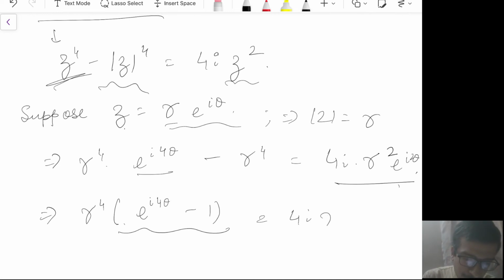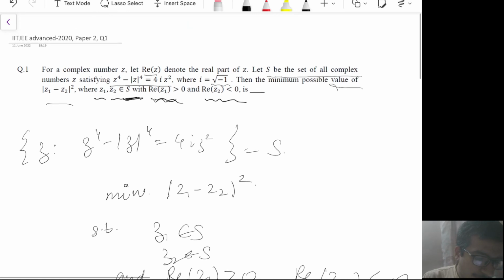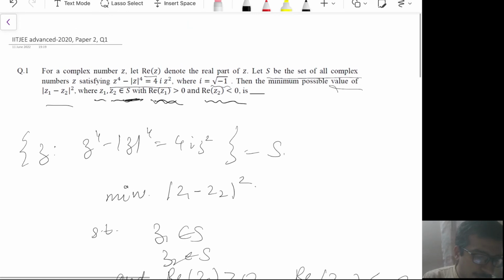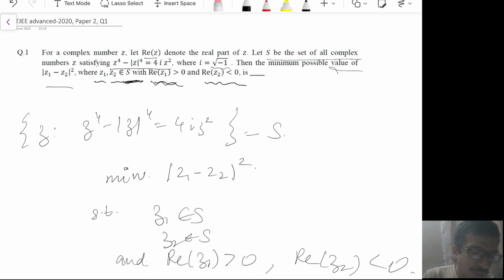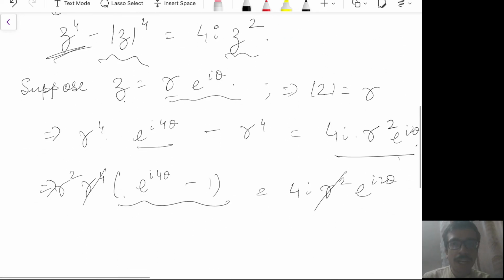And here we just have r square e to the power iota 2 theta. So let's actually cancel out r square. And note that when we are cancelling out r square, we need to ensure that z is actually non-zero, because if you substitute z equals 0, that also satisfies this equation. But since we are given that real part of z1 is positive and real part of z2 is negative, we are only restricting ourselves to non-zero solutions. So that is why I could cancel out r square.